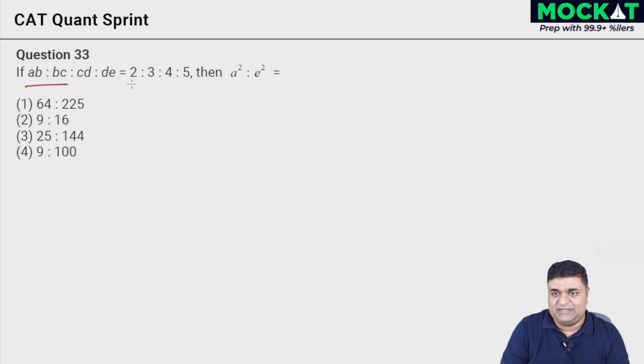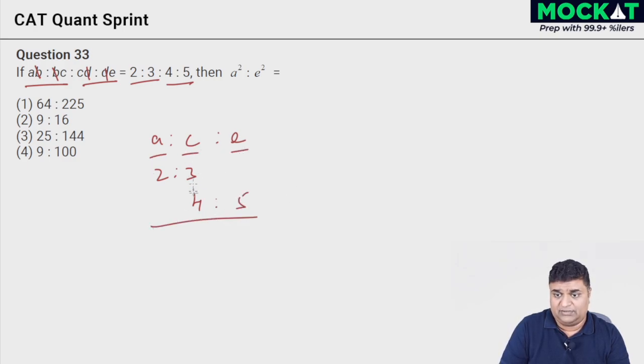AB is to BC is 2 is to 3. But if it's AB is to BC, I can cancel out the B and B and I can write A is to C is 2 is to 3. That's it. Okay. Likewise, if I can link C with E, then it makes life easy. And I see that with the next two terms, D and D will get cancelled and C is to E is 4 is to 5. That's it. I just need to link them up.